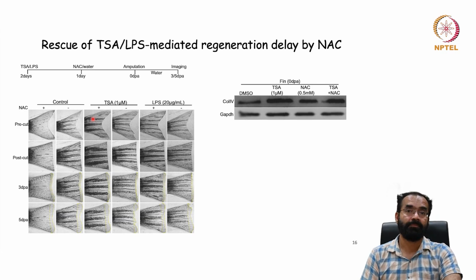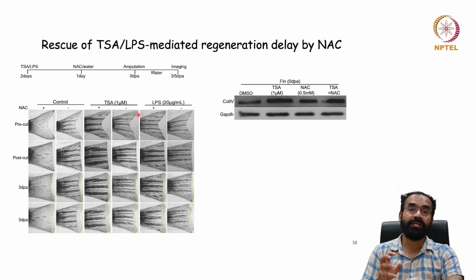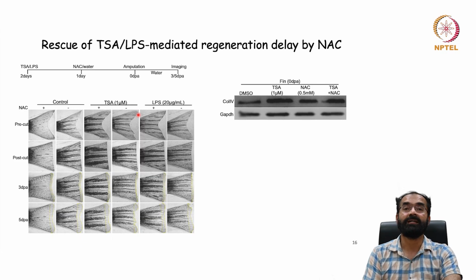But if you scavenge them, the immune system will be told not to respond. So what we found is that if you prevent the reactive oxygen species from doing its job, which is attracting the immune cells and making the environment pro-inflammatory. So what we did was, you can see here NAC plus minus, plus minus, plus minus. That means in each experiment, control, we have two scenarios, with NAC, without NAC. TSA also with NAC, without NAC. LPS also with NAC, without NAC.